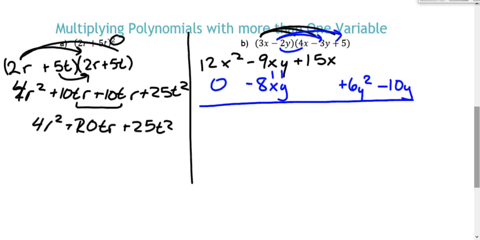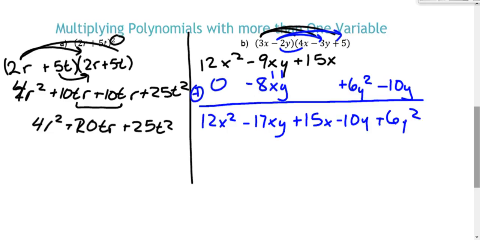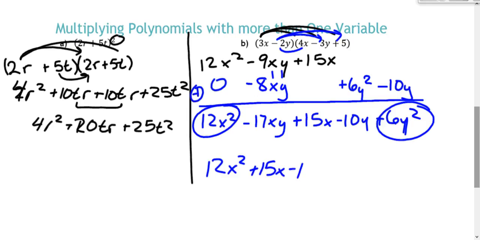So then I add these. This should just be 12x squared minus 17xy plus 15x minus 10y plus 6y squared. Now, there's no particular order. I do like to have the highest term here and then the next highest variable term over here. Sometimes I'll write it so that the switch happens like this, plus 15x minus 17xy minus 10y plus 6y squared. But it doesn't matter. Either way works. Just make sure you have all of your terms there.